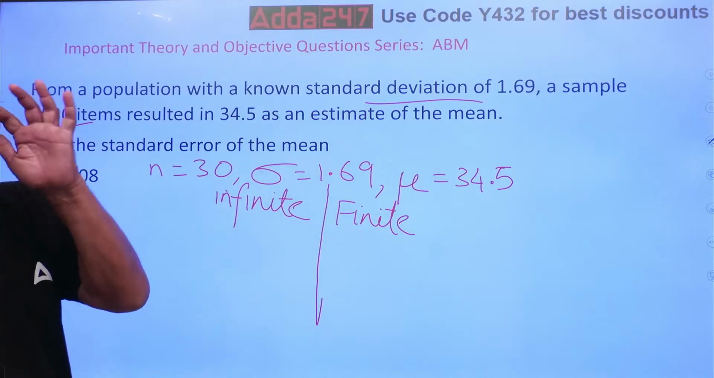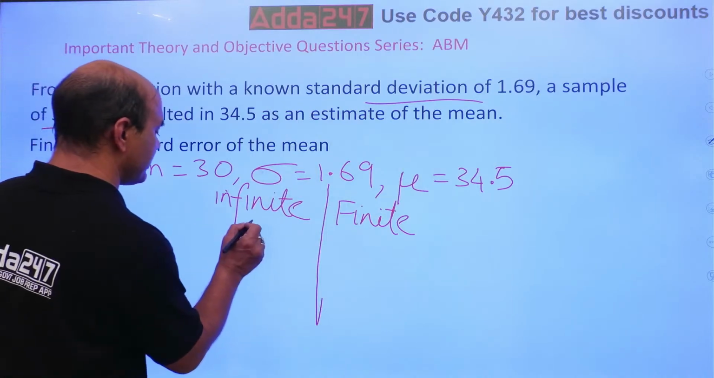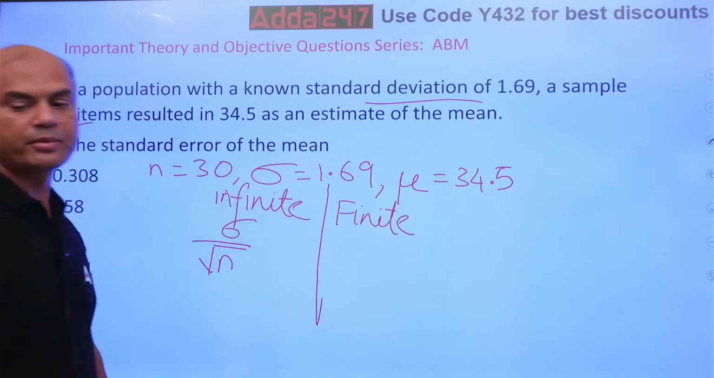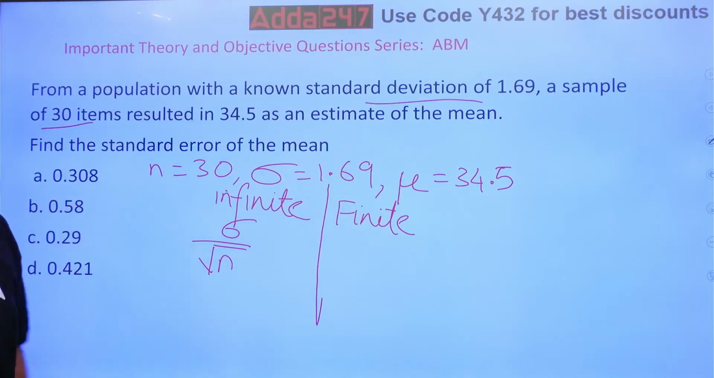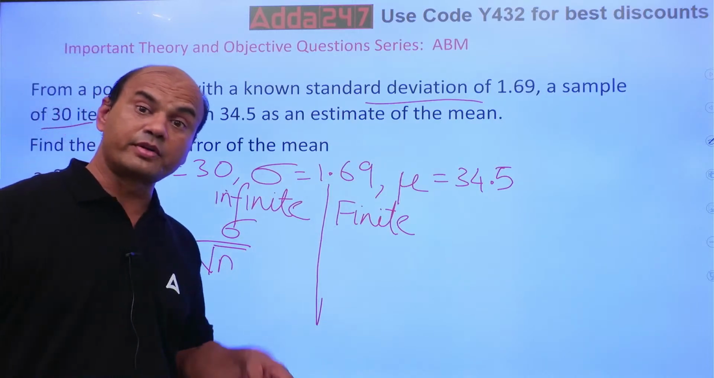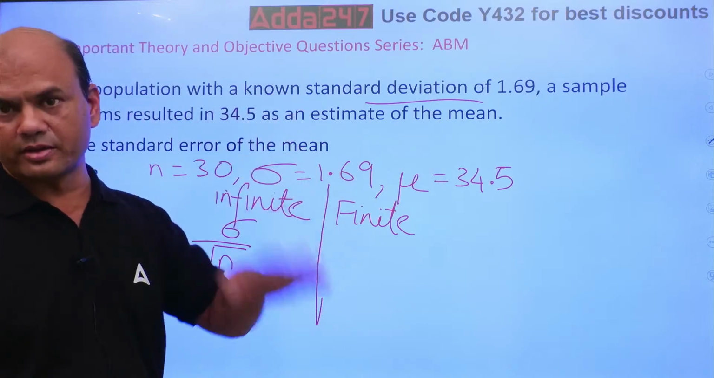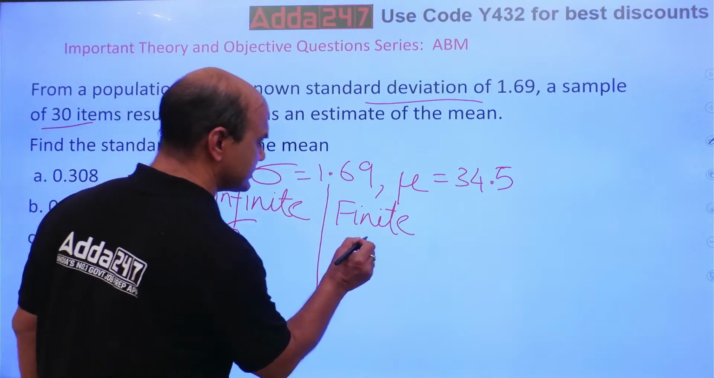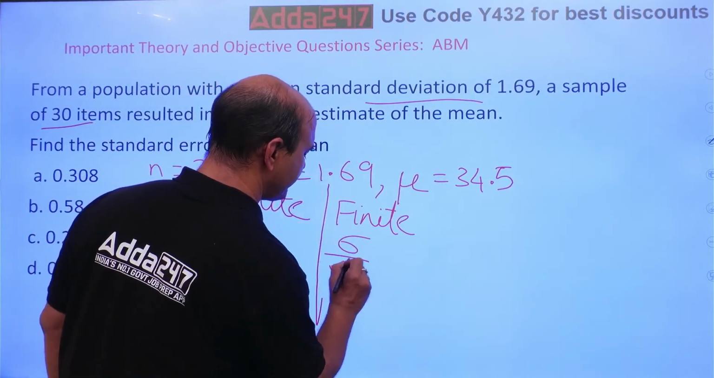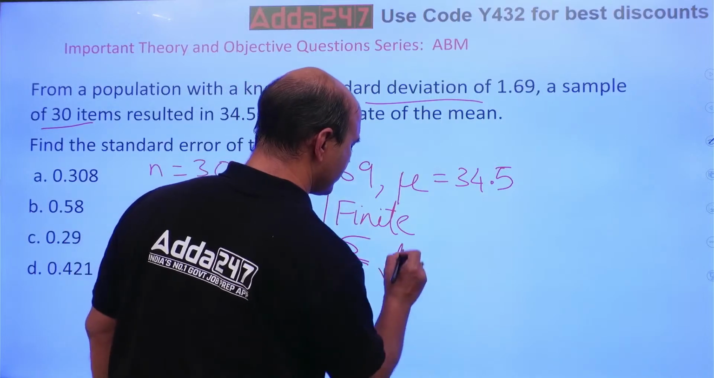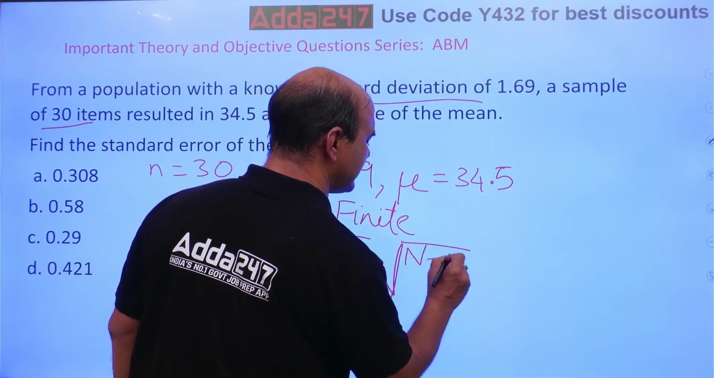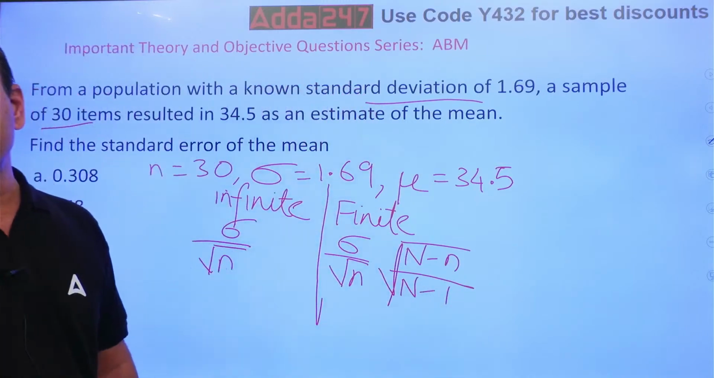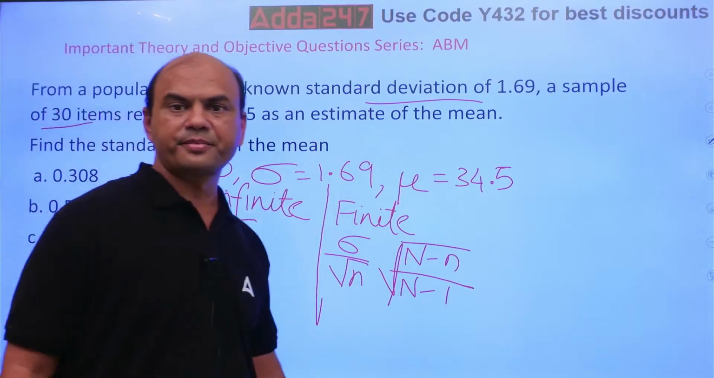What is the standard deviation for infinite population? So sigma upon root of n. Sigma upon root of n. This is for infinite population. If they would have given that the population is 200, then finite, then the formula is sigma upon root of n into square root of capital N minus n upon capital N minus 1. This is the formula for finite population.